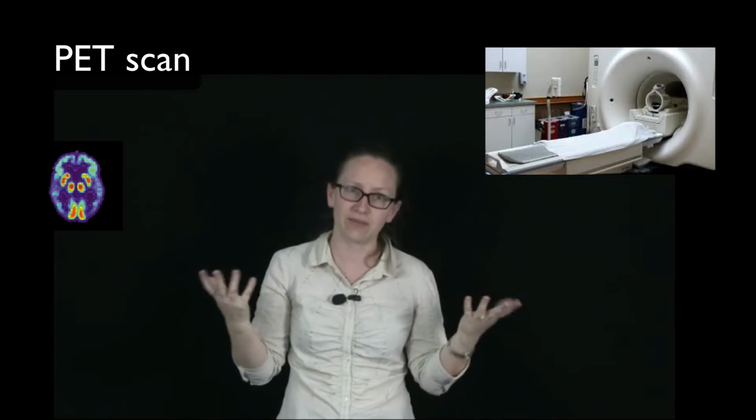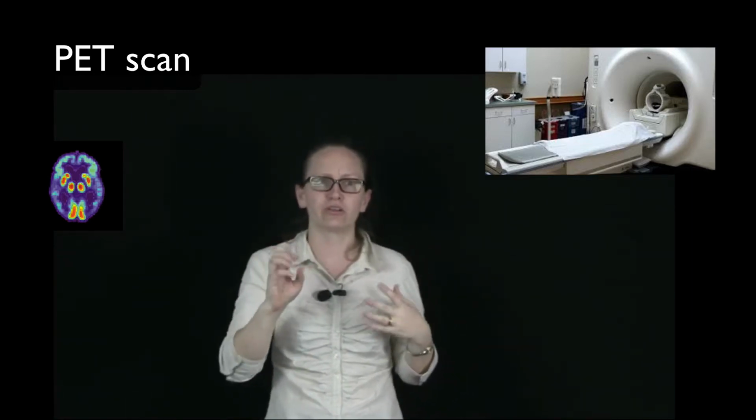Beta particles are used in a couple of ways in medicine. One of the most famous ways is the PET scan, or positron emission tomography scan. So in a PET scan, we're actually using positrons, which are the anti-beta particles. So it's still called beta radiation, but it's the positrons that are emitted rather than the electrons.